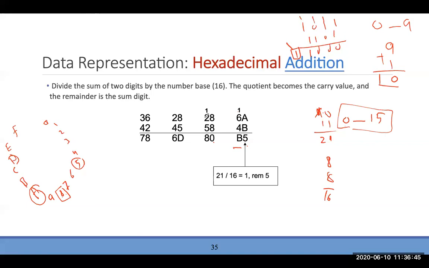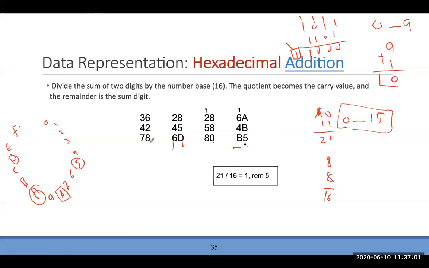So the result is 0 and the carry 1. Why? Because we crossed the F. If we stopped at the F, the result is F, but we crossed it. Then we have 0 and the carry 1. So 1 plus 2 is 3. 3 plus 5 is going to be what? It's going to be 8. Okay? This is straightforward. 13 is going to be D.